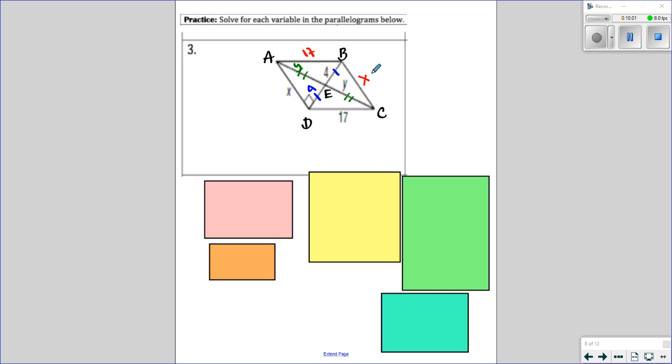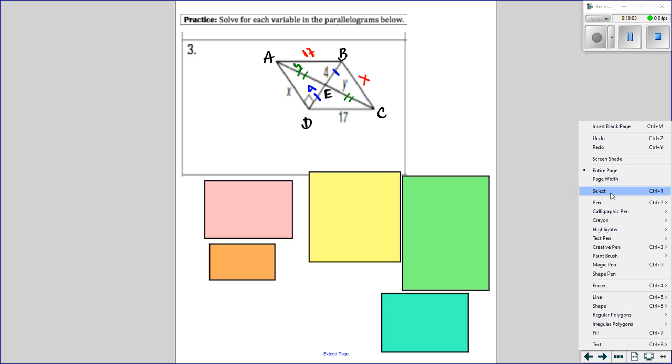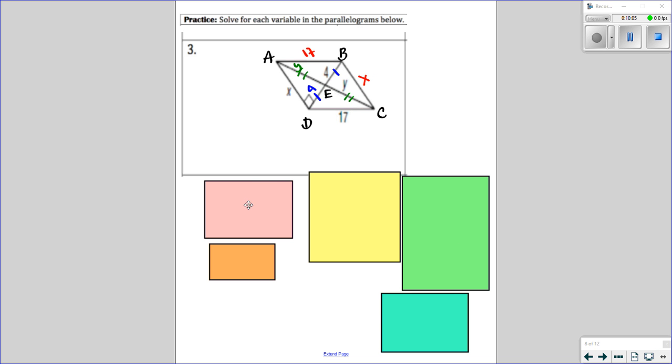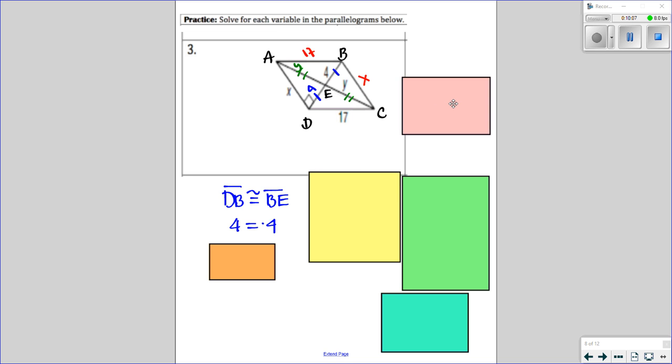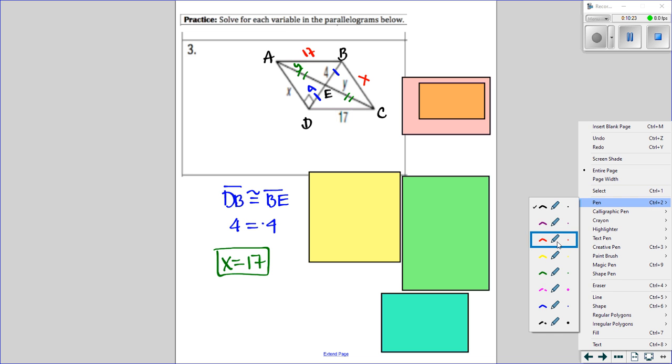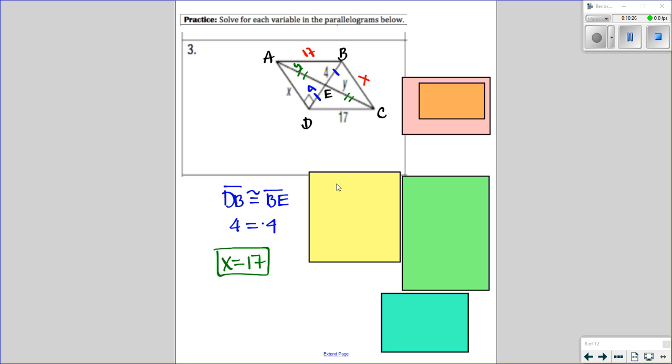All right. So let's do this. So the first part, we already said that DB is congruent to BE, so then DE is also 4. And X is equal to 17. So I'm going to label that as 17. So this will be 17. This is also 17.